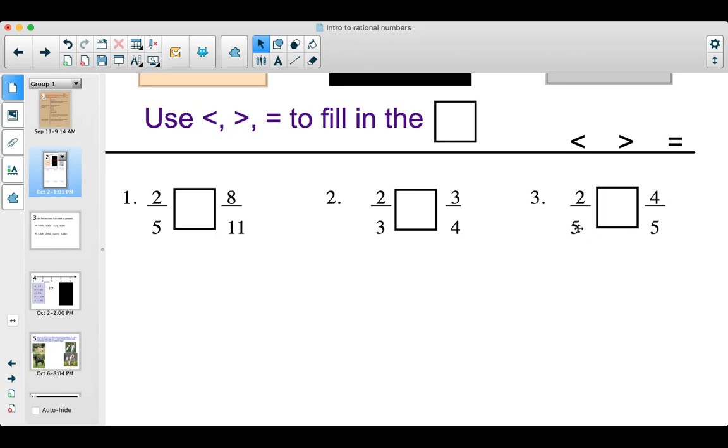In number 3, I have 2/5 and 4/5. So the nice thing there is the bottom number, the denominator, is the same. In both cases, this is being broken up into 5 equal pieces. Here it's also being broken up into 5 equal pieces. So the pieces are the same size.